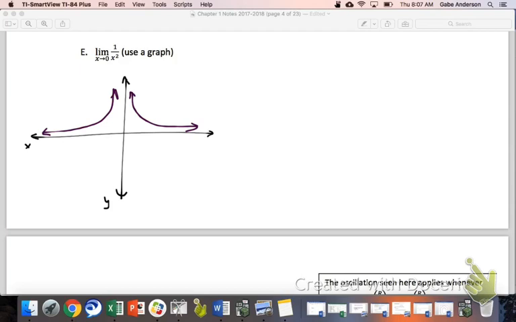And infinity, contrary to popular belief, is not really a number. It's a concept, right? It's a concept of numbers going up and up and up without bound. And so we have an unbounded limit. So it would be very easy and reasonable, I think, to write this: the limit doesn't exist. The reasoning being we have unbounded behavior.